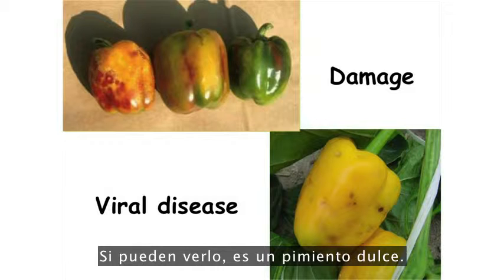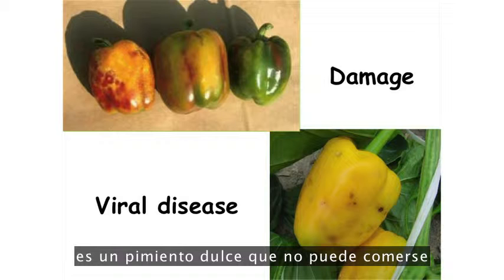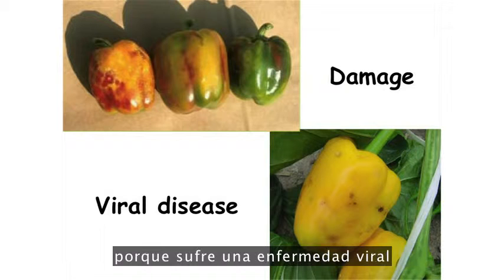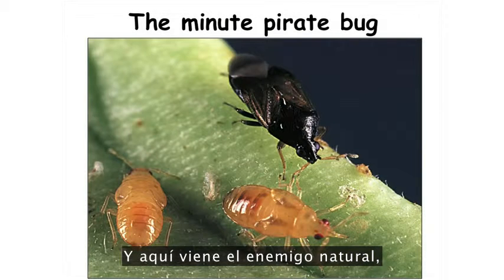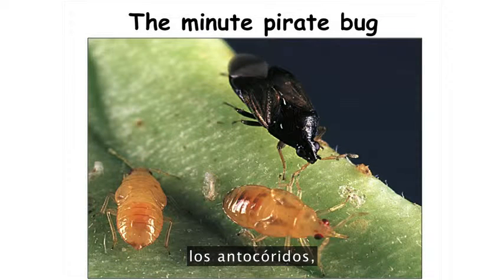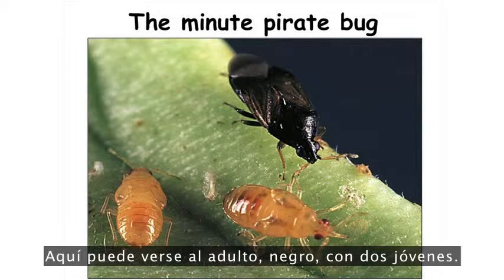If you can see this, sweet peppers. This is not just an exotic ornamental sweet pepper. This is a sweet pepper which is not consumable because it is suffering from a viral disease transmitted by those thrip adults. And here comes the natural enemy, the minute pirate bug. Minute because it is rather small. Here you can see the adult, black, and 2 young ones.